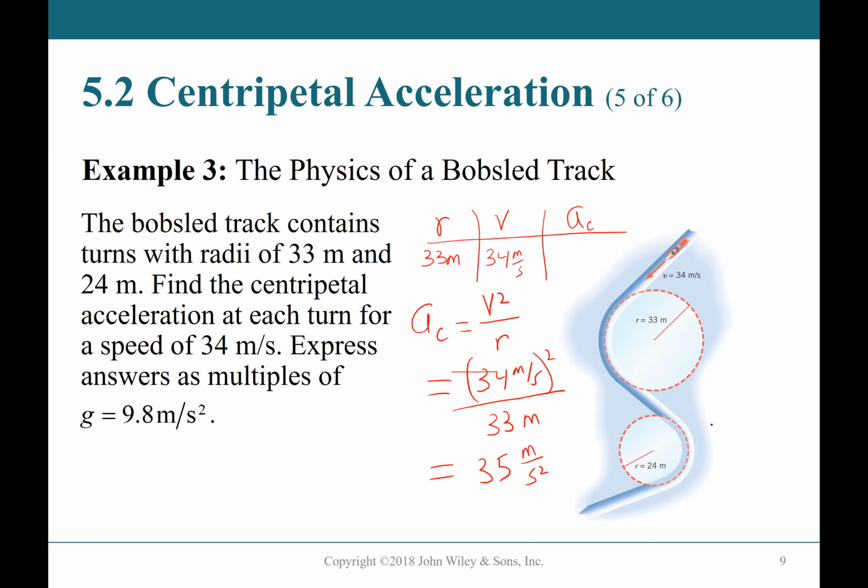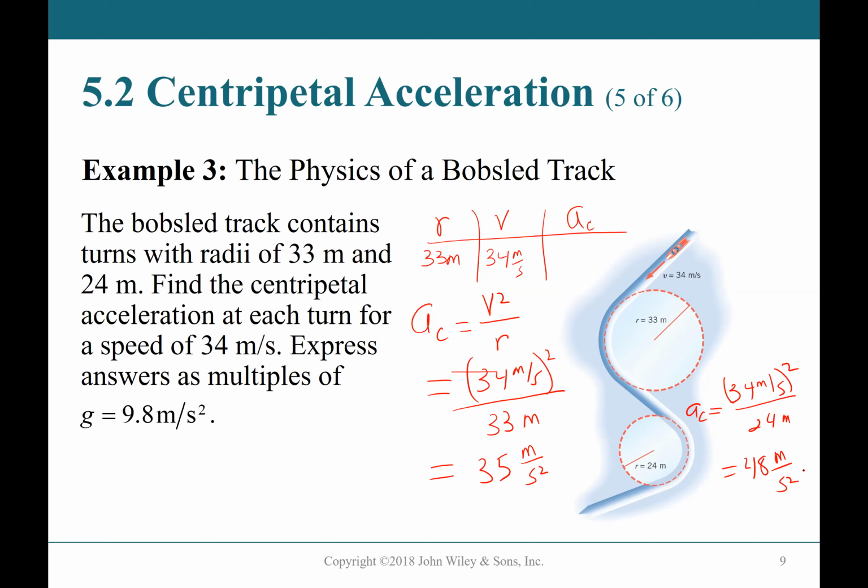Now let's do it here. What is my answer here? So here I have centripetal acceleration, speed 34 meters per second, to be squared, divided by 24 meters. And this time we get 48 meters per second squared. So this problem is a good problem to show you what happens.